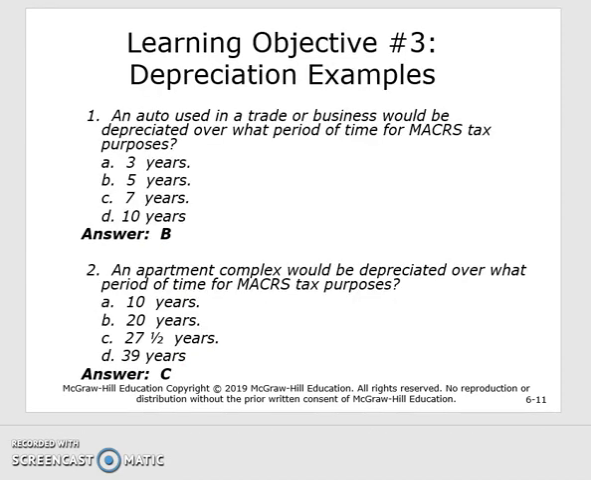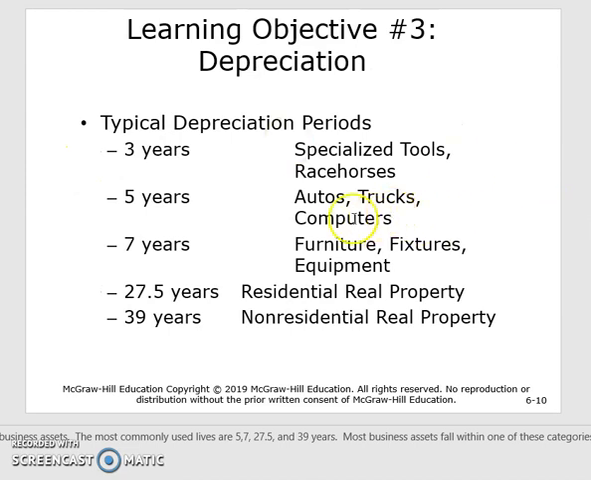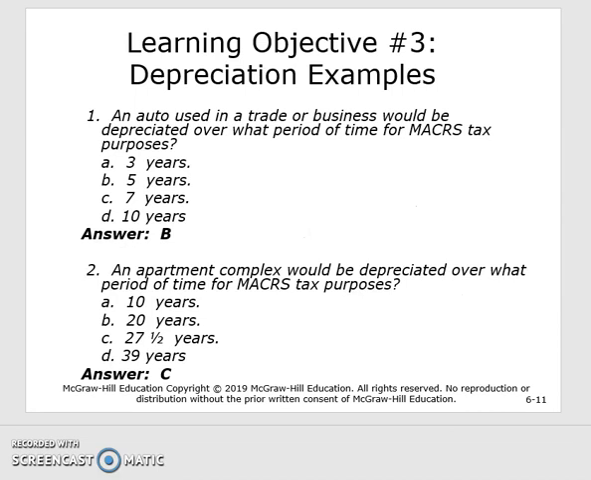So let's take a look at a couple examples. We have an automobile that was used in a trade or business. That would be depreciated over what period of time for MACRS tax purposes? Well, an automobile is going to be classified as a 5-year property if we go back to our depreciation periods. An apartment complex would be depreciated over what time period for MACRS tax purposes? Since that is a residential property, that would be 27.5 years.